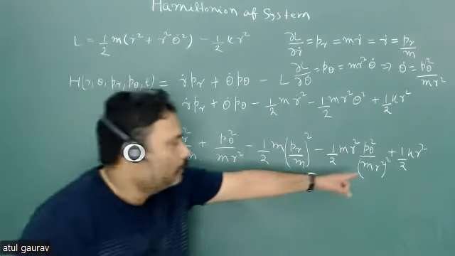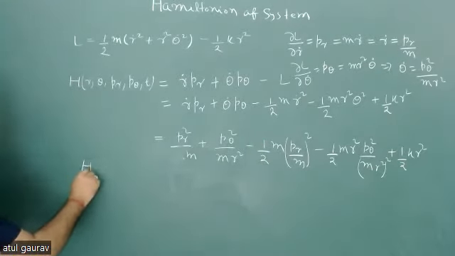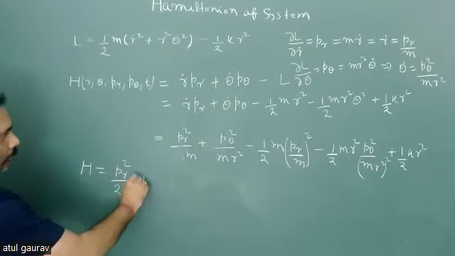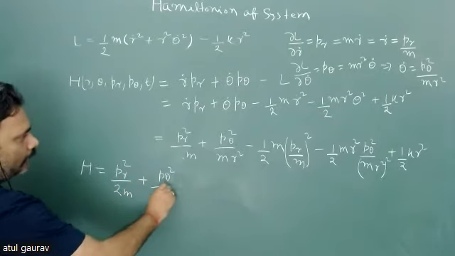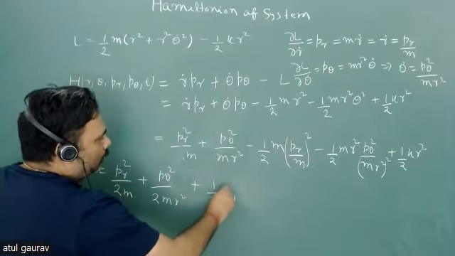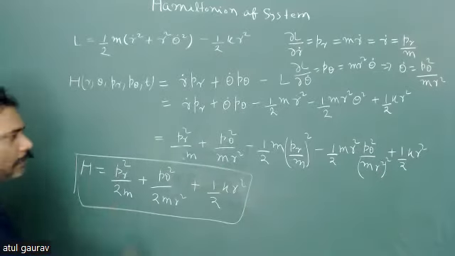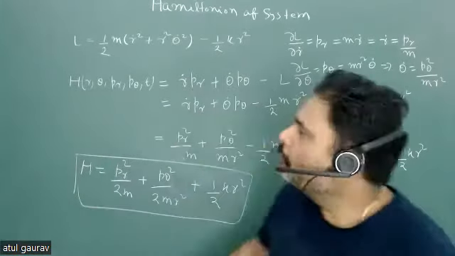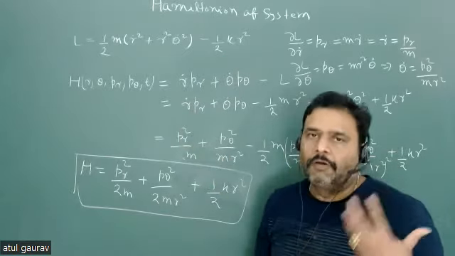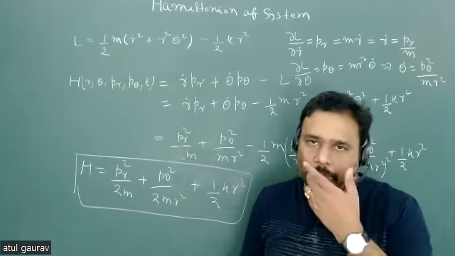Now you can just calculate all of this, and what you will get is the Hamiltonian of the system: pr square upon 2m plus p theta square upon 2m r square plus half kr square. So this is the Hamiltonian of the system. This is a very trivial problem, not very tough, but if you want to learn the basic understanding of Hamiltonian, this is a wonderful problem.